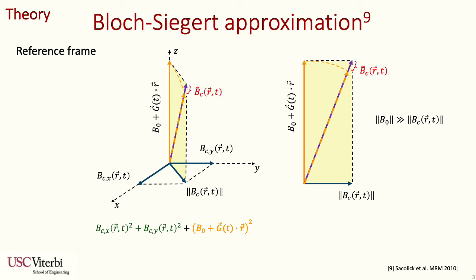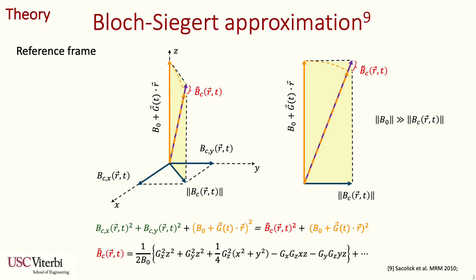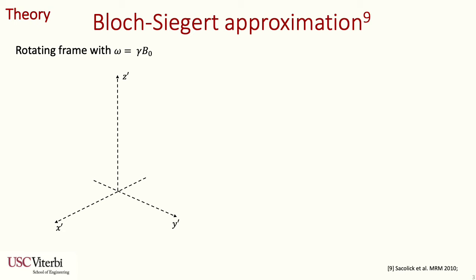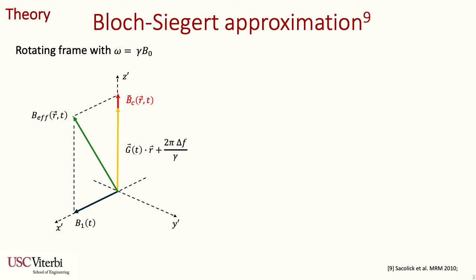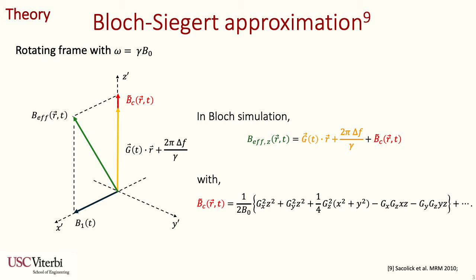Therefore, the purple magnetic field can also be written as the BC tilde plus the mean field and gradient field terms. Deriving from this equation, the BC tilde can be treated as the combination of higher order gradient terms. In the rotating frame, the overall B effective can be expressed as the vector sum of the B1, gradient field terms, and off-resonance with extra BC tilde. Therefore, we can use this formula in the Bloch simulations substituted with the derived BC tilde.